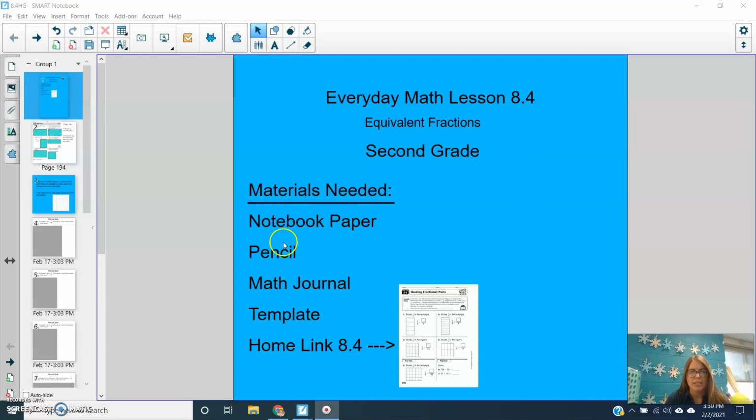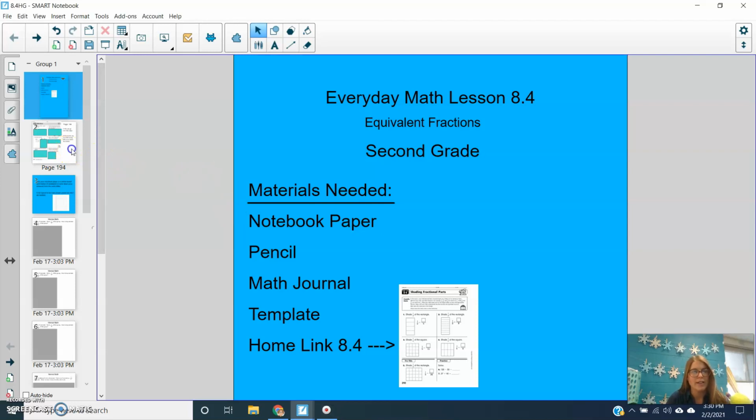The materials that you'll need today: notebook paper, pencil, math journal, your template, and then HomeLink 8.4. If you don't have HomeLink 8.4, that's okay. Still follow along with the lesson and you could record your answers in either your notebook or on a whiteboard.